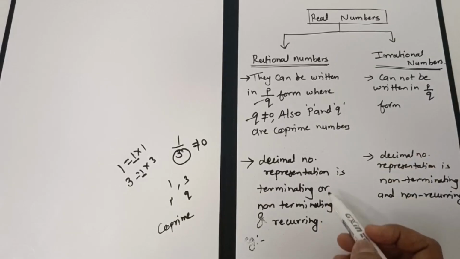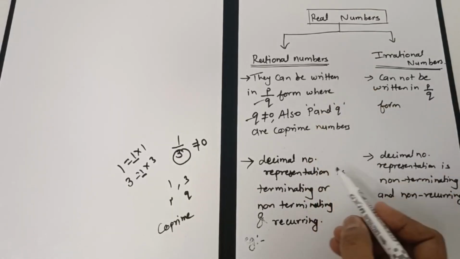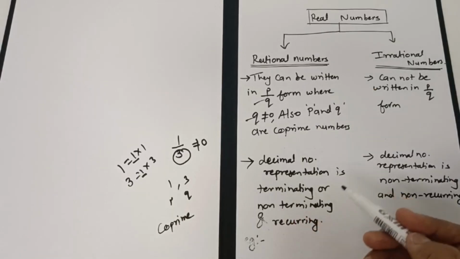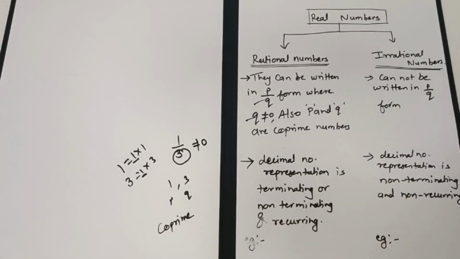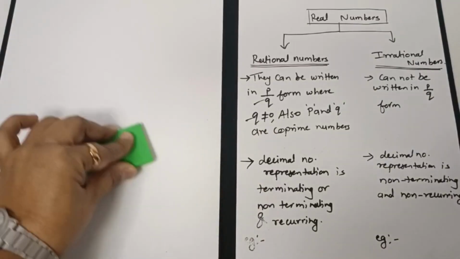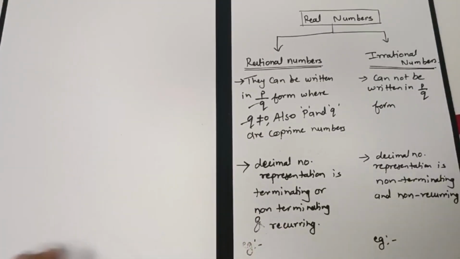So now let us start with the next definition of rational number, where we are going to deal with decimal number representation. For that, let us understand what we mean by terminating, non-terminating and recurring. As the word says, recurring means it is going to recur again and again.